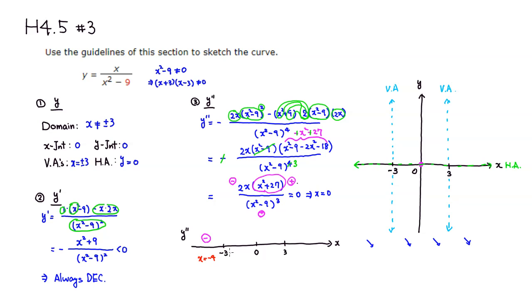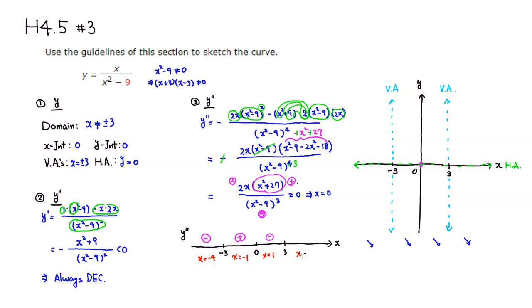Between negative 3 and 0, I'll try negative 1. Then you see that this is going to be positive, that's still going to be negative, so this is going to turn into a negative. We know that negative divided by negative is positive. Now let's try x equals positive 1. This is positive, that's always positive, and this is going to be negative. So this is going to be negative there.